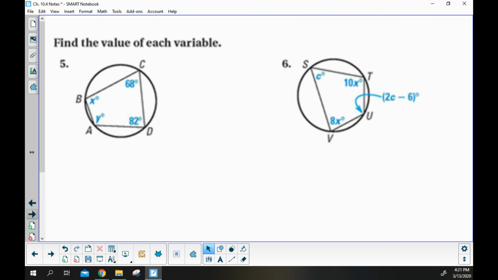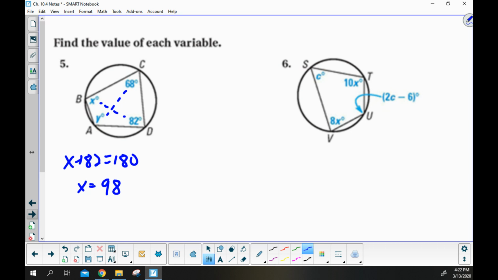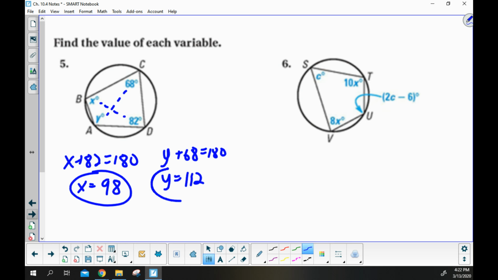All right, here are another two examples of this. So look at the first one. We have x and 82, y and 68. So x plus 82 equals 180, so x equals 98. And then y plus 68 equals 180, so y equals 112.